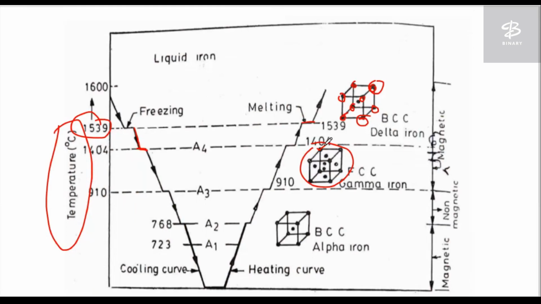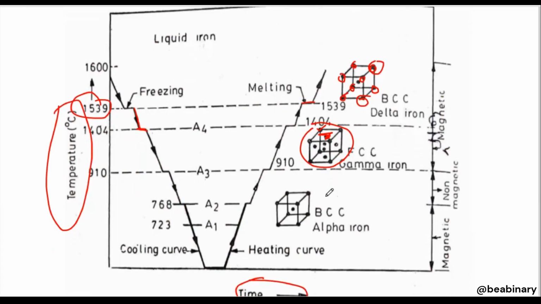So if we talk about just one unit cell, then each corner has only 1/8 part of an atom, and each face has 1/2 part of an atom. So that will contribute to a total of four atoms. We have discussed all these things in detail in unit 1. I hope that you remember.